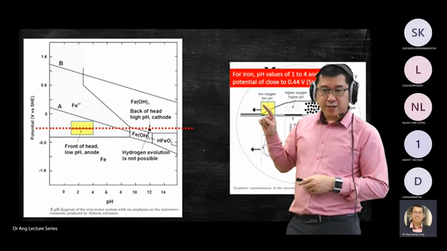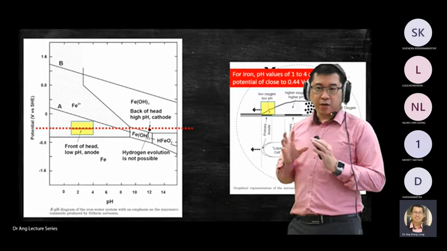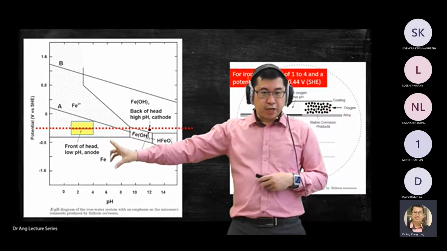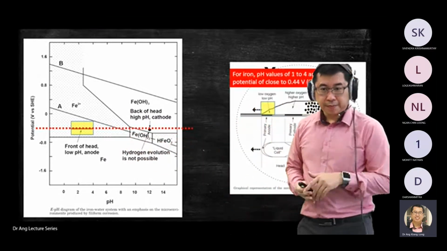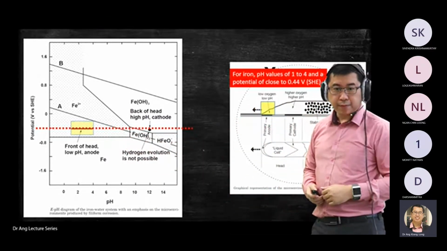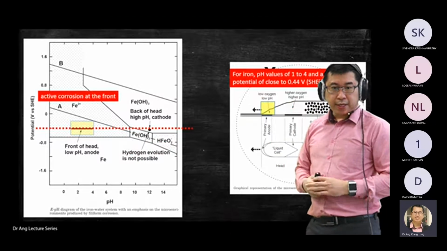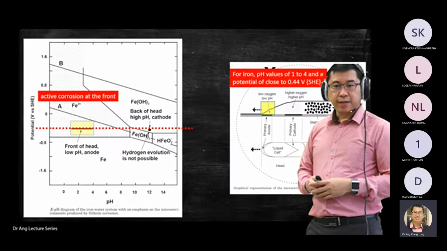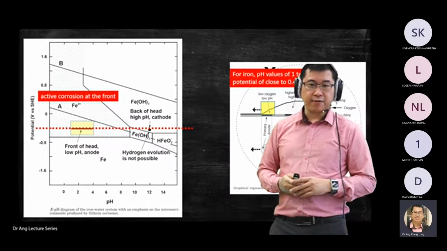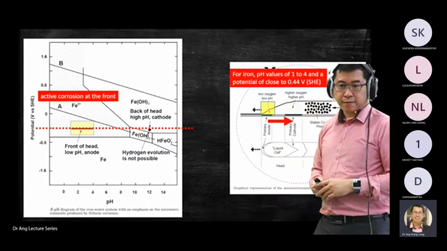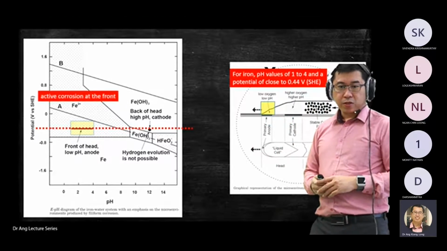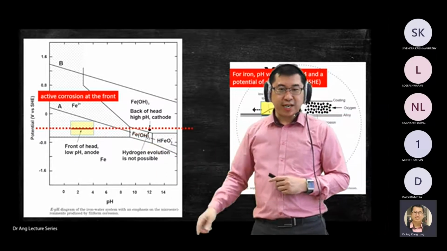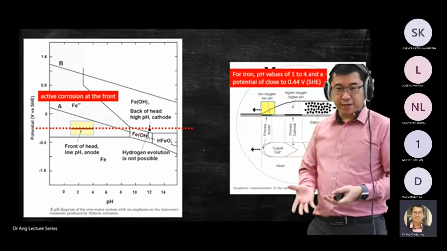So again, this is an acidic region. From the graph itself, you're able to explain a lot of things. So again, this is the active corrosion site at the front. Active corrosion site at the front. So make sure you know where to draw the line by the value given.